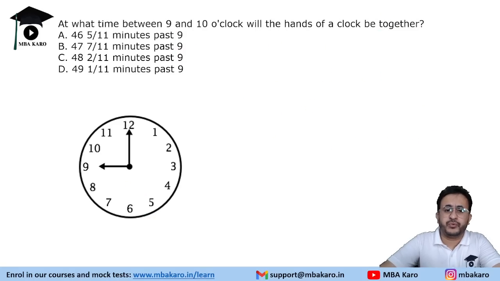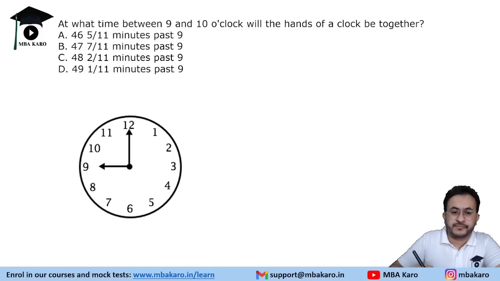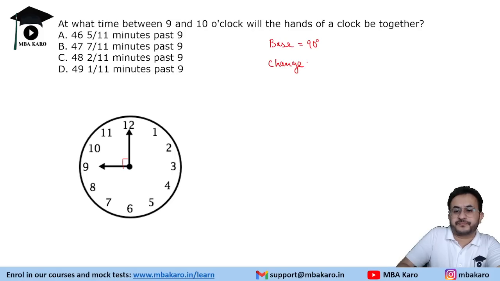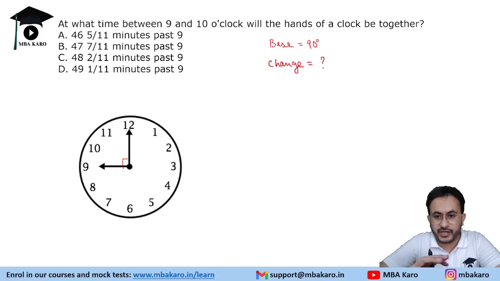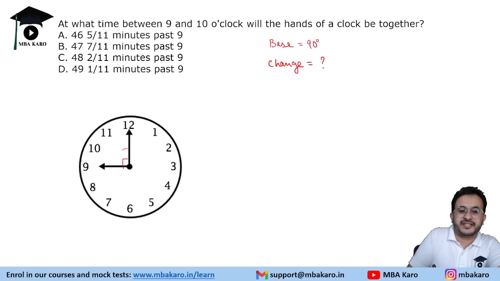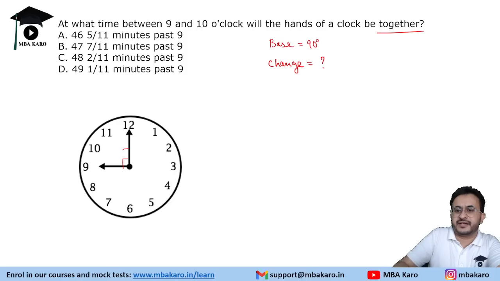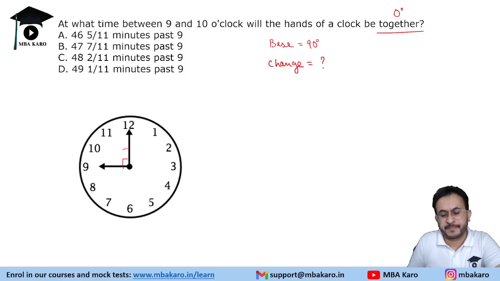At what time between 9 and 10 o'clock will the hands of a clock be together? Okay, now let us see this question. Base angle is 90 degrees. What is the change needed? Now the clock hands should be together, right? Together means the angle is 0 degrees between them. Now you would say the change is 90 degrees, reduce by 90.